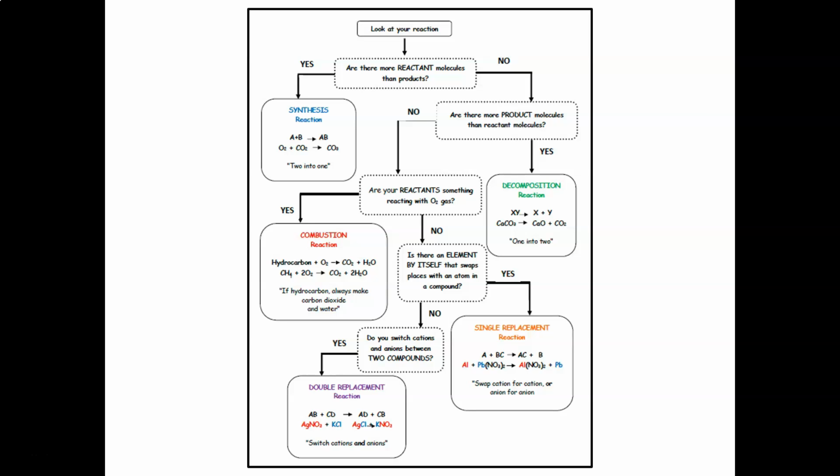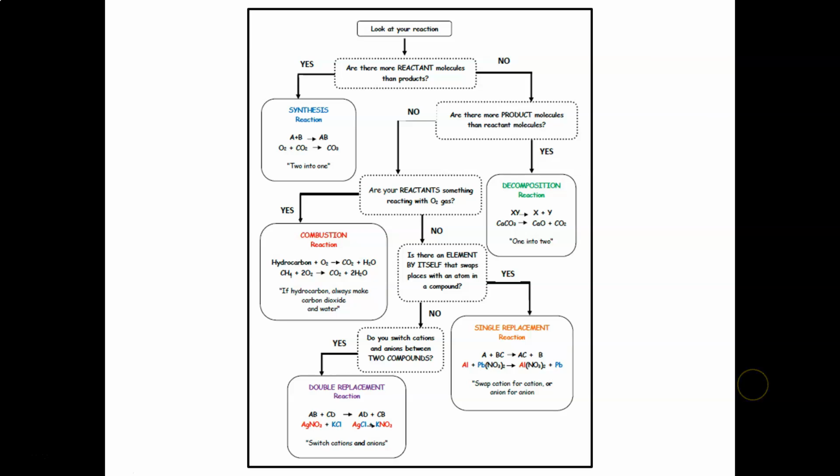If you can print it in color, that's kind of nice because I did color code the ones down here at the bottom. If you don't have a color copy, you can maybe use some highlighters and highlight them. I think that helps people with those replacement reactions.